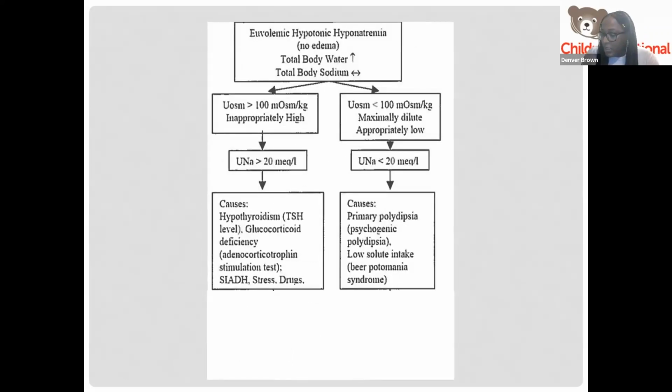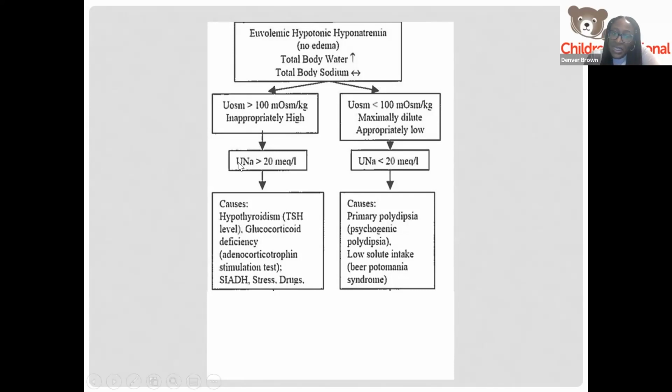And the last state is euvolemic hypotonic hyponatremia. This is when the patient is neither volume contracted or dehydrated, nor volume expanded and puffy like a nephrotic. They actually are euvolemic on exam and have no edema at all, but are hyponatremic. This is where you have normal total body sodium, but you're holding on to more water. Just as in our other cases, our urine osm and our urine sodium will direct us as to what might be causing this euvolemic hypotonic hyponatremia.